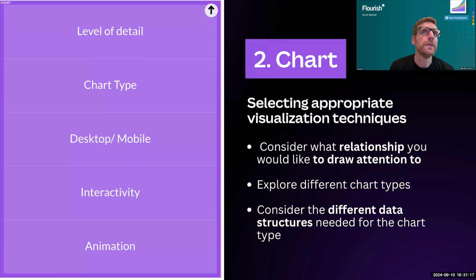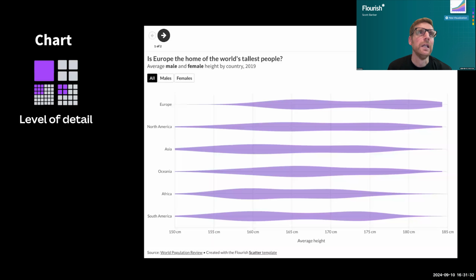Some other things you maybe need to think about with the chart itself are going to be where it sits. So how does it look on desktop and mobile, if this is going to be something on the web? You might also want to think about whether you can use interactivity or animation to support your story. One thing also would be the level of detail. So how much detail do you want to put in your chart?